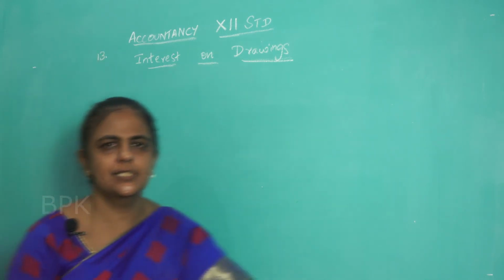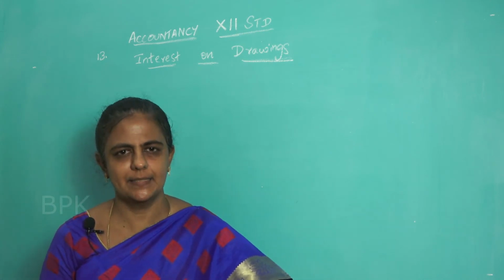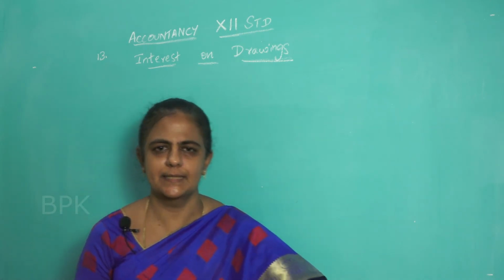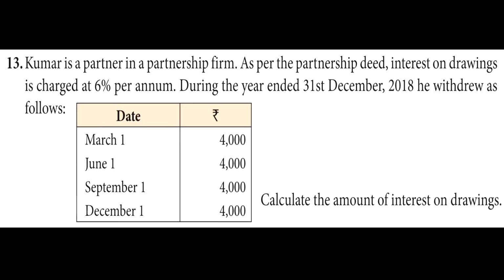I will read the question, children, for you. Watch the screen, understand the sum, then we will move to the sum. Okay. Kumar is a partner in a partnership firm. As per the partnership deed, interest on drawings is charged at 6% per annum. During the year ended 31st December 2018, he withdrew as follows: March 1 4,000, June 1 4,000, September 1 4,000, December 1 4,000. Calculate the amount of interest on drawings.